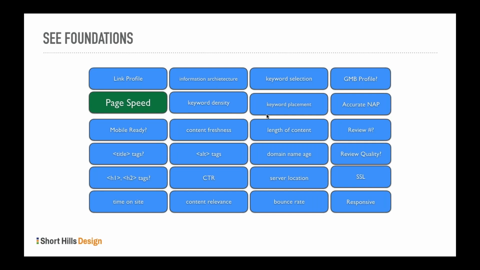And the most important ones, I'd probably tell you there are 2 tiers. The most important ones are probably page speed, keyword selection, keyword density, keyword placement, NAP. These things at this point are probably much more critical than SSL and server location. SSL, server location, and domain age are important, but not anywhere near how important page speed is, or actually having the right keyword selected.